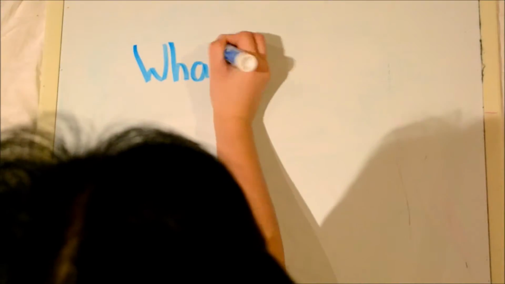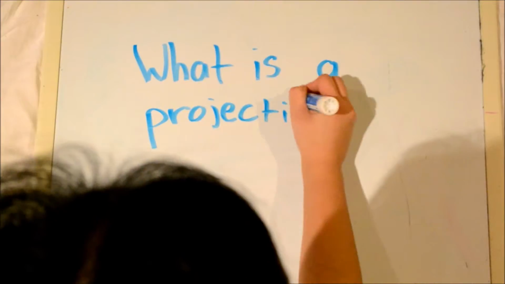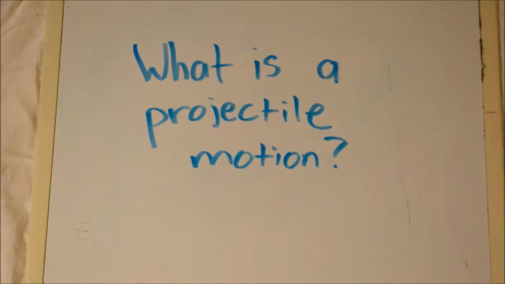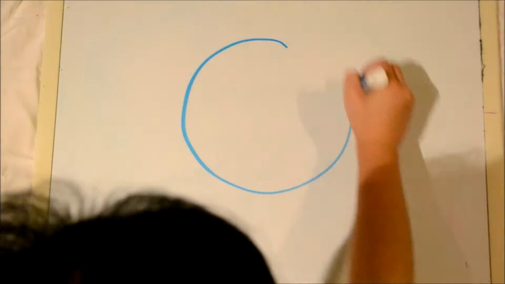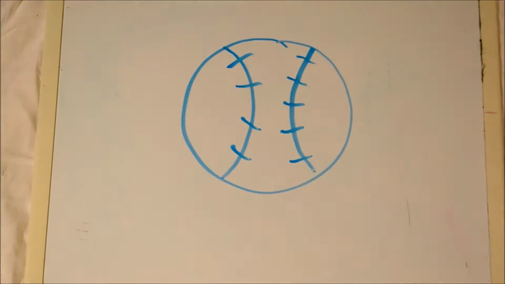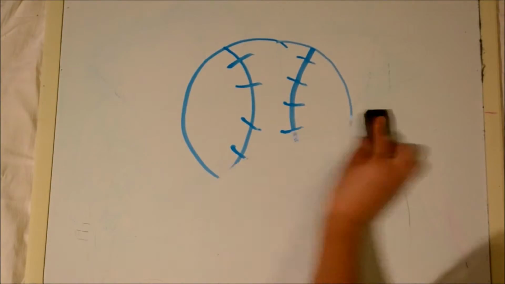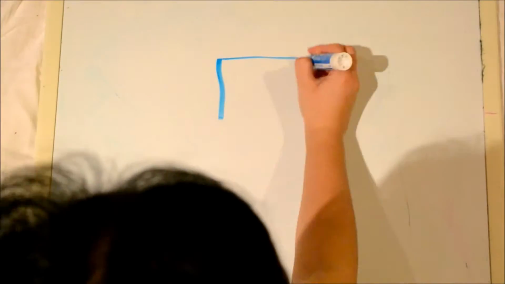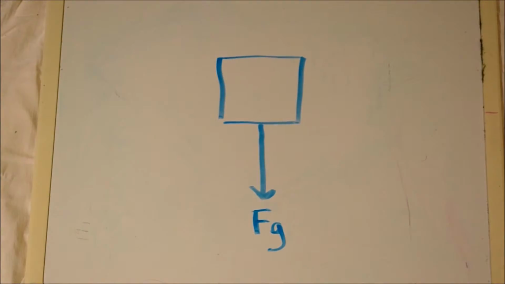So to start off, what is projectile motion? Well, a projectile is basically an object where the only force acting upon it is gravity. So if you were to throw a baseball, it wouldn't be projectile motion until it left your hand. If we were to draw a free body diagram, it would look something like this.